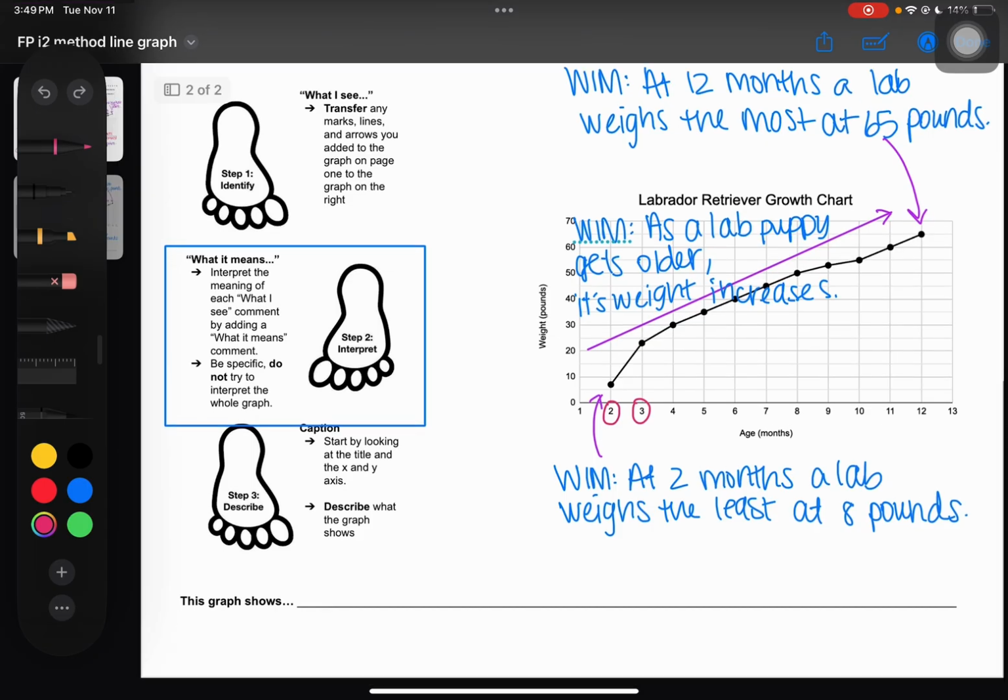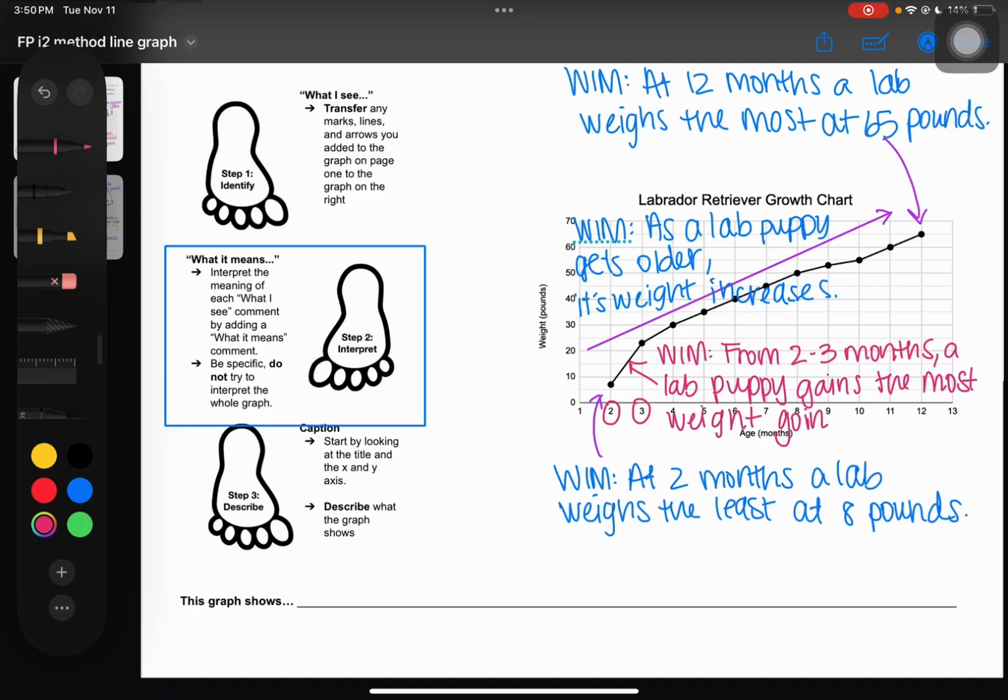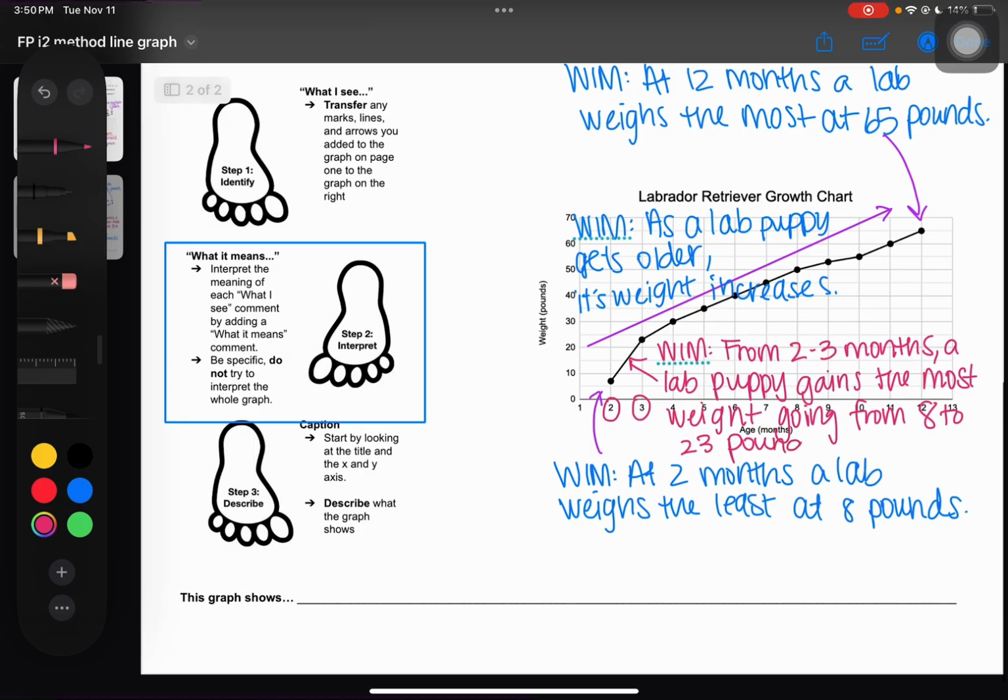I'm going to write WIM. So I'm going to draw my arrow here, WIM, and I'm going to say from 2 to 3 months, a lab puppy gains the most weight, going from 8 to like 23 pounds. Wow. They really do gain a lot of weight in that first month or so after you own them. If you've ever had a puppy, you know this.